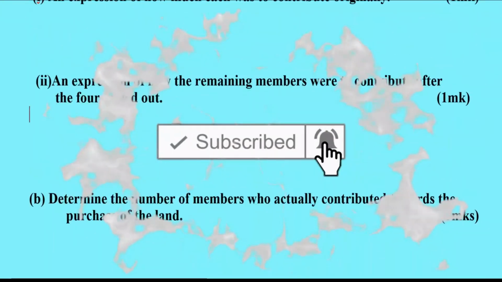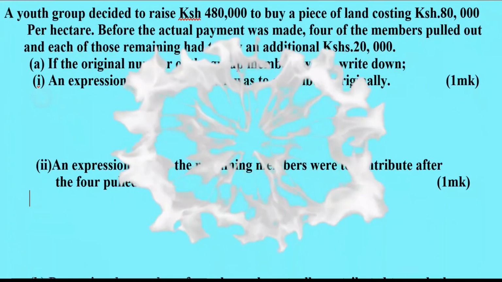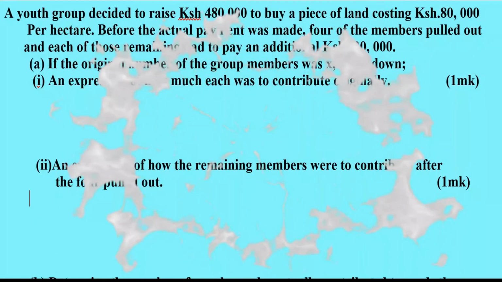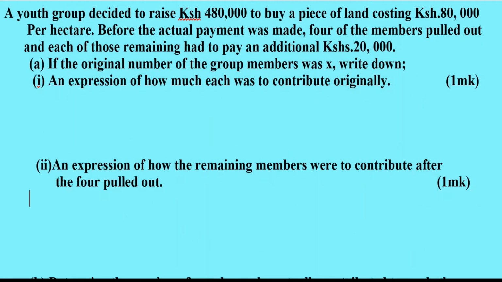I think those are the questions. So let's go to the first part. Now we are supposed to write down, if the original number of the group members was X, an expression of how much each was to contribute originally.